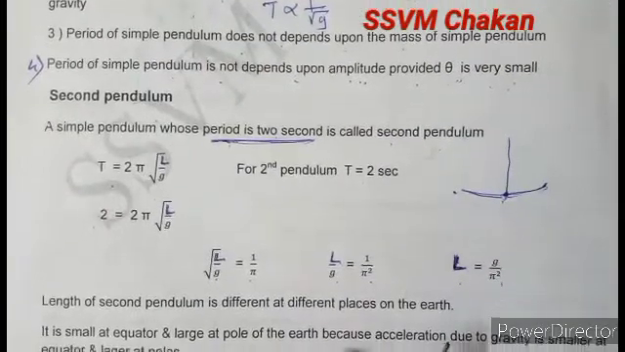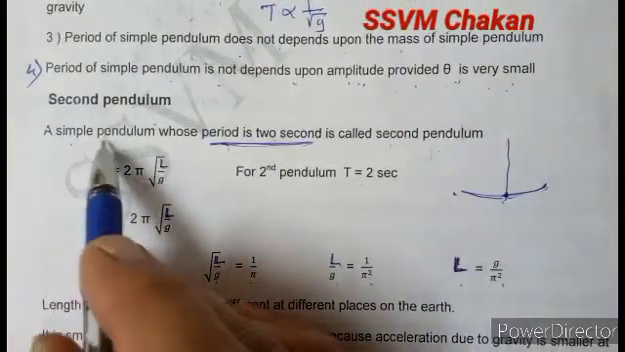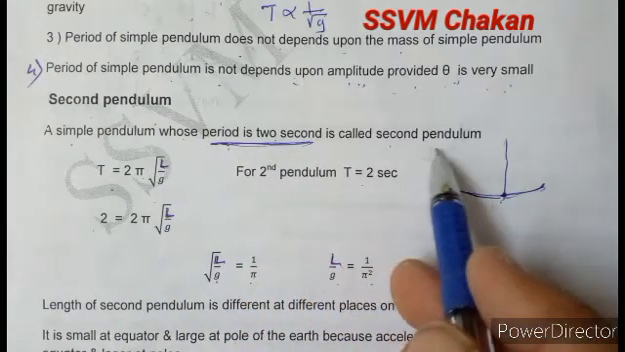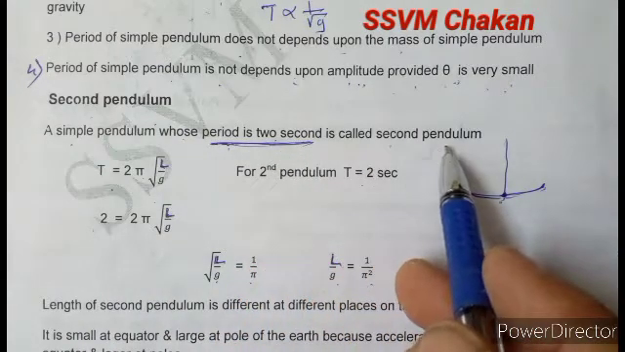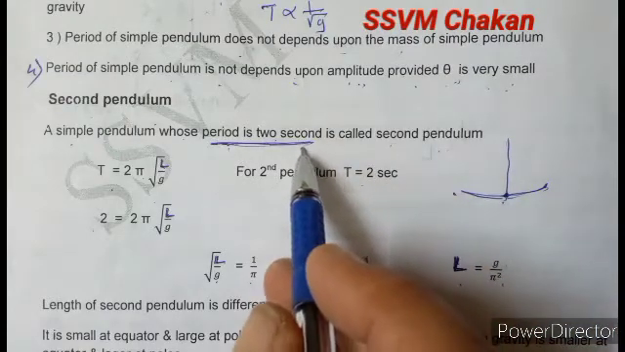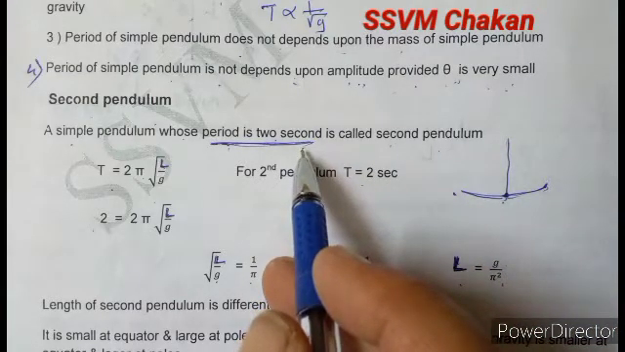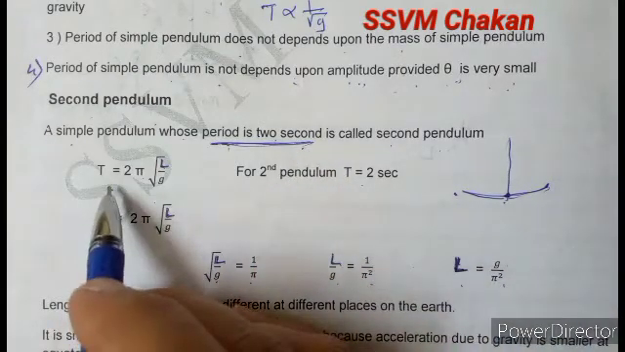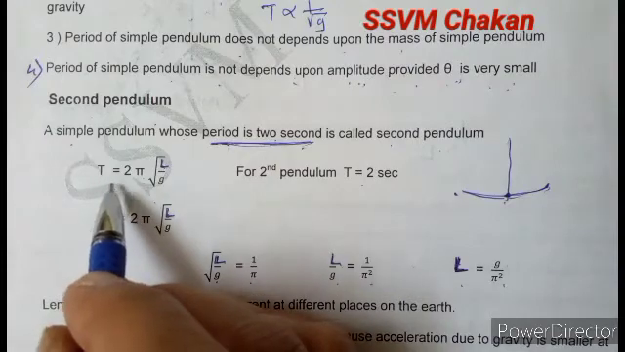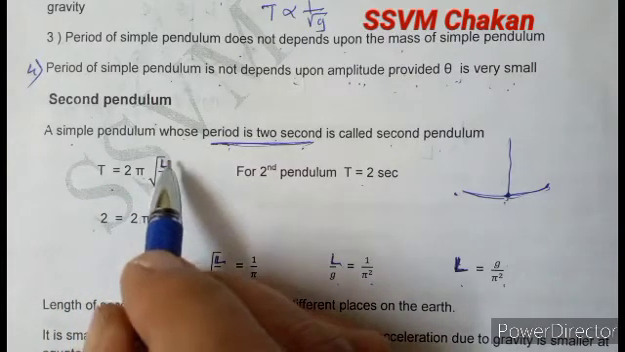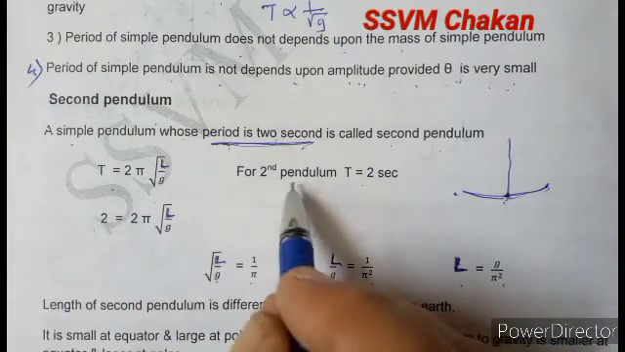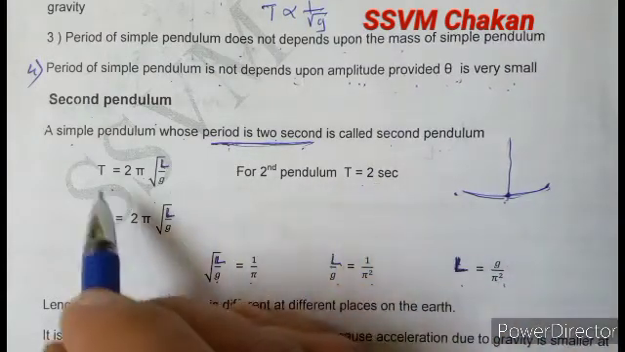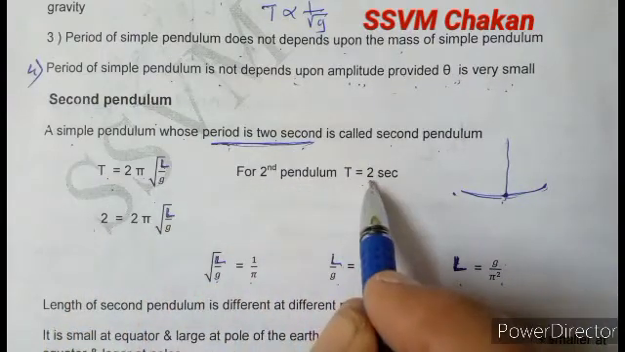Second pendulum. A simple pendulum whose period is 2 seconds is called a second pendulum. That means pendulum having a period of 2 seconds is called a second pendulum. We know the formula of period of simple pendulum as T is equal to 2π square root of L divided by g. But for second pendulum T is 2 seconds. That means in place of T we substitute 2.